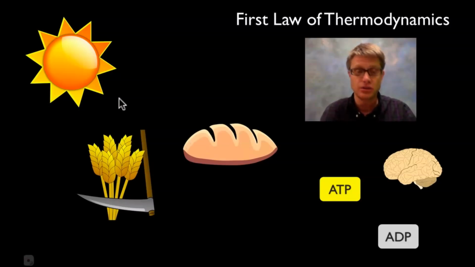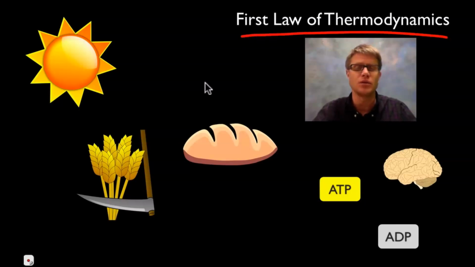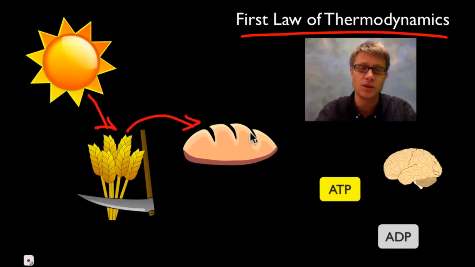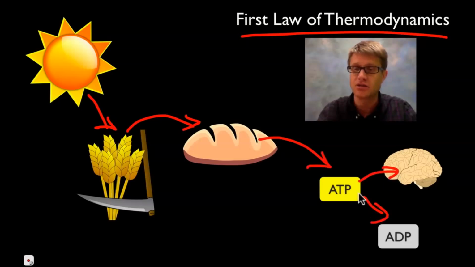And so basically there are two laws of thermodynamics. First law of thermodynamics you're probably familiar with. It's basically the law of conservation of energy. In other words, energy is converted from sun to wheat to plants to ATP to ADP using that energy in your brain.